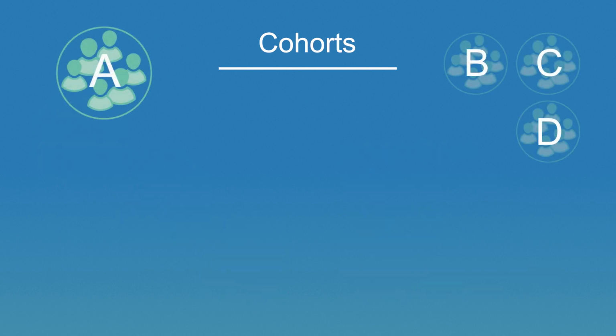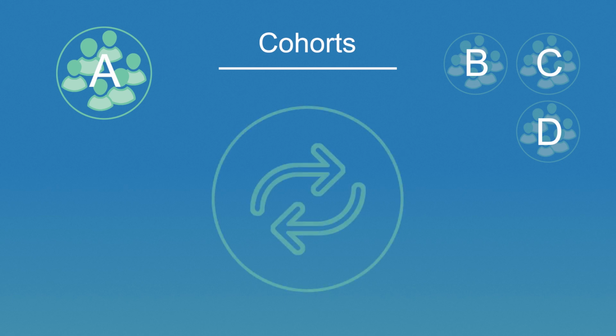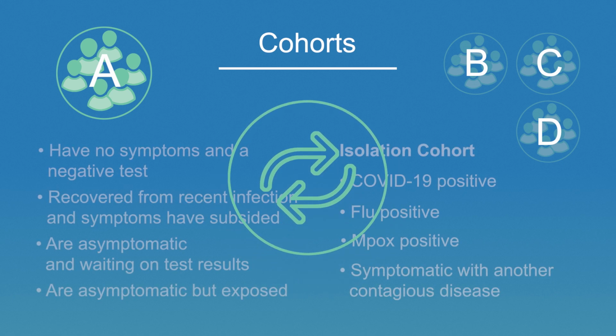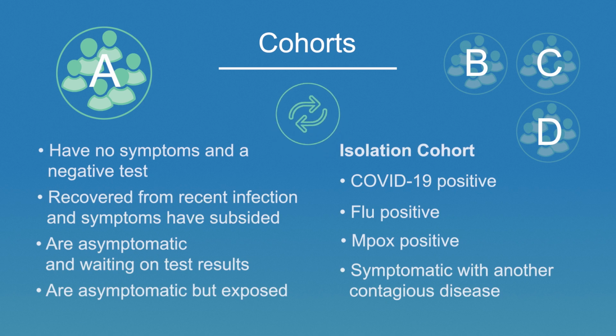There are times that you will need to move residents between the cohorts. These instances include residents in Cohort A, the general population, who test positive for COVID-19, Mpox, or the flu, or develop illness symptoms must transfer to the respective isolation cohort.